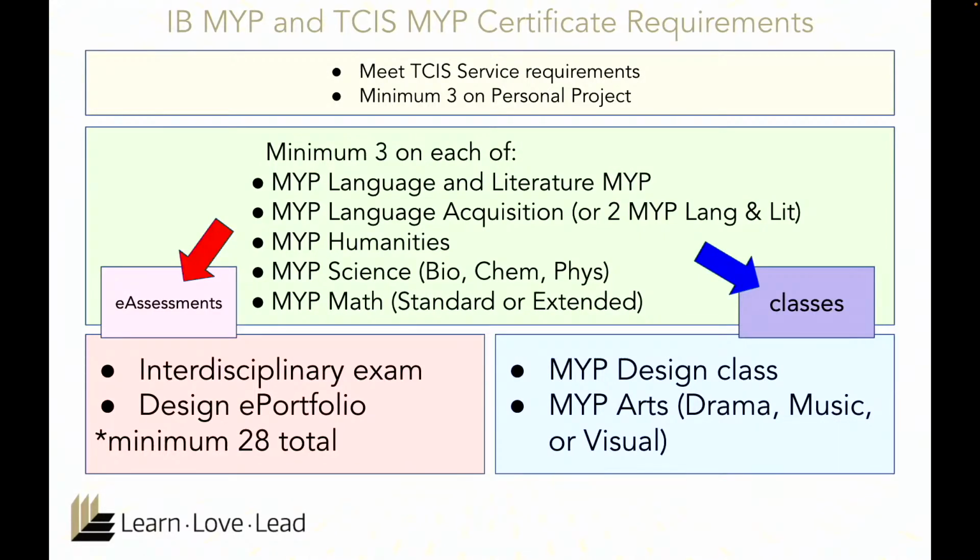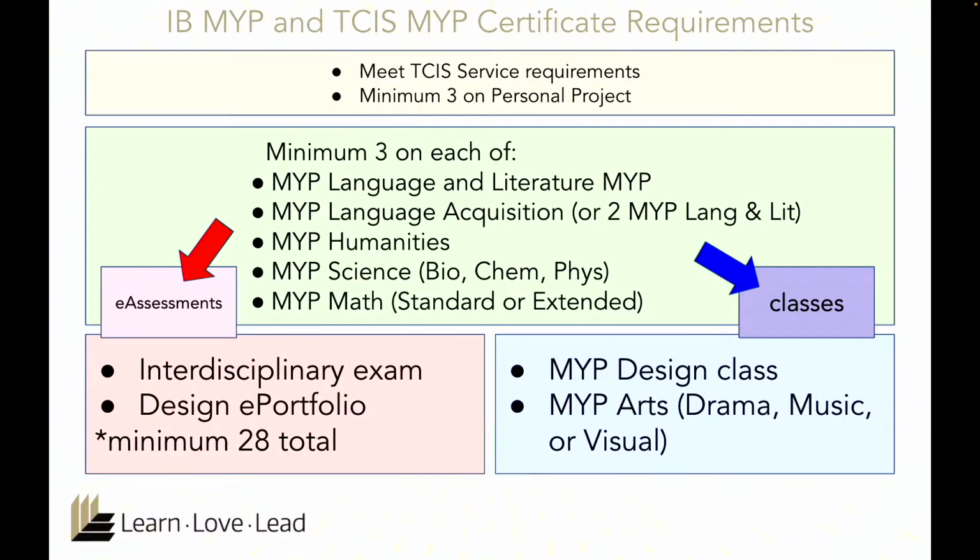If students are choosing not to do the e-assessments, therefore going for the TCIS MYP certificate requirements, they must still attend all their classes and get a minimum 3 on each of their classes. They also have the MYP design class and a MYP arts, whether that's drama, music, or visual arts. So they must just achieve a minimum 3 on everything they do.